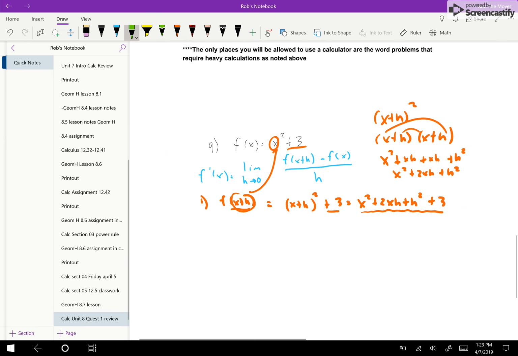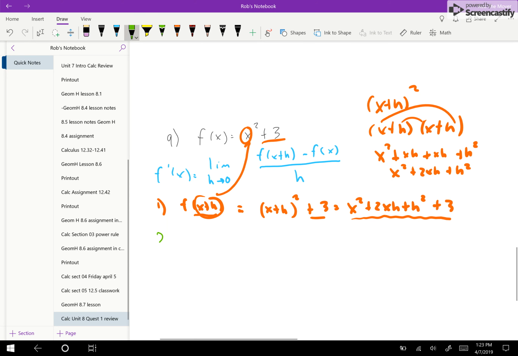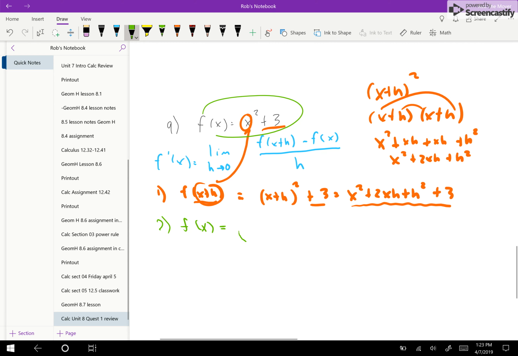Okay, my next line is to just write out what f of x is. And we already know what f of x is. It's x squared plus 3. Okay.